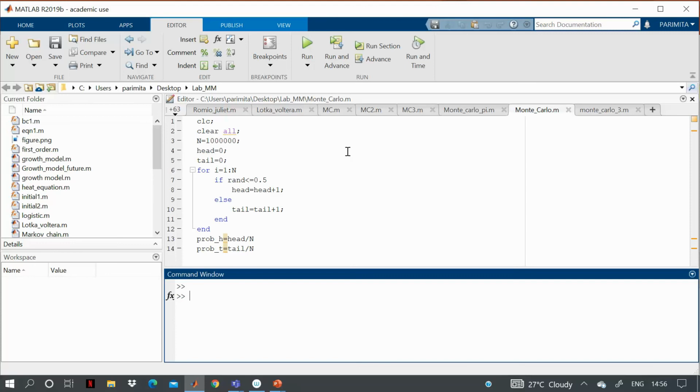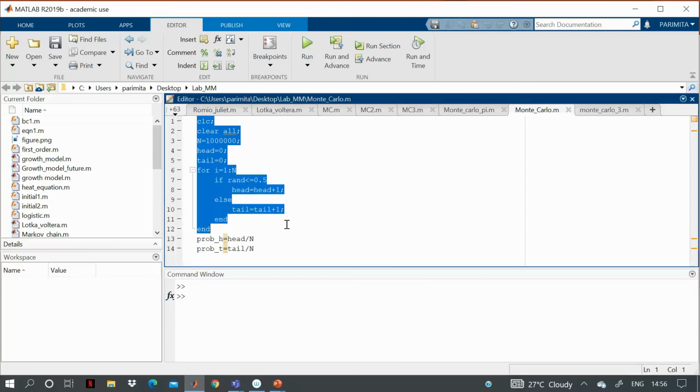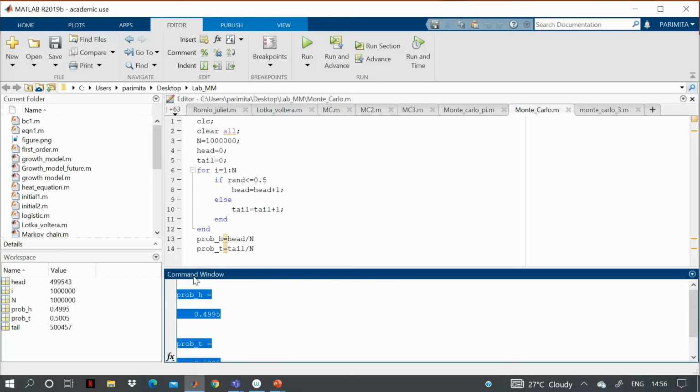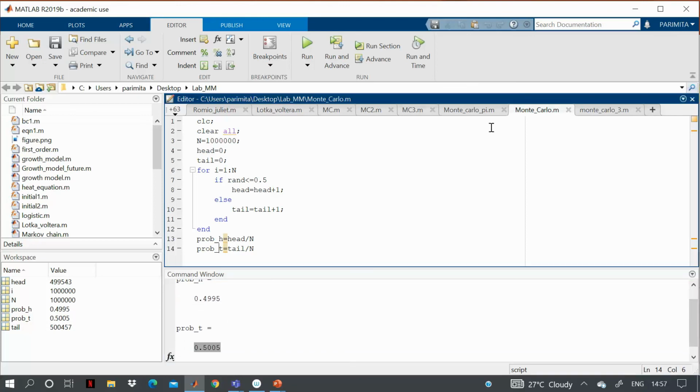Now you can see that this is my first program. I have copy pasted the same program as I have shown you in the PPT. Now I will press the run button. Now you can see that here I got the probability of tail and probability of head, which you can see is very close to 0.5. This was the first program.